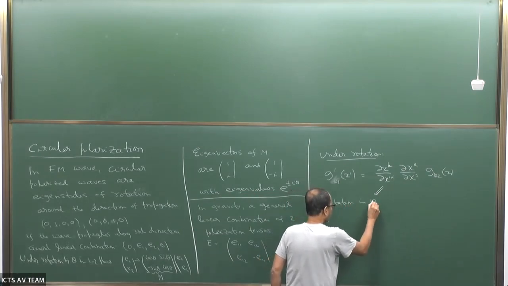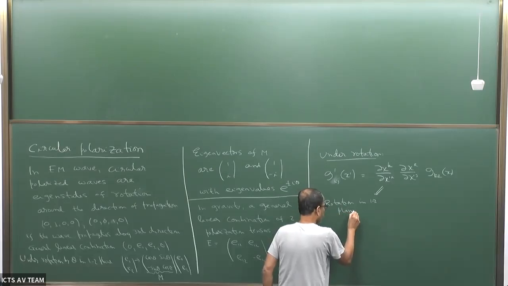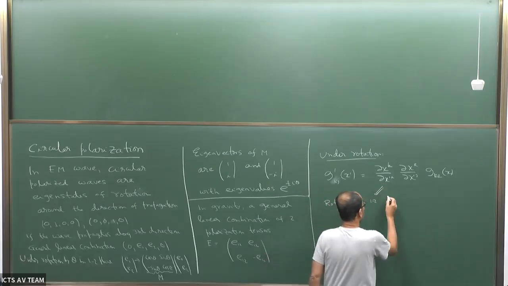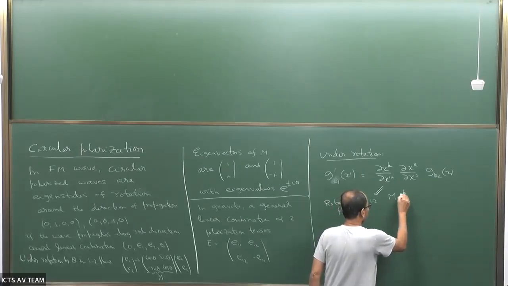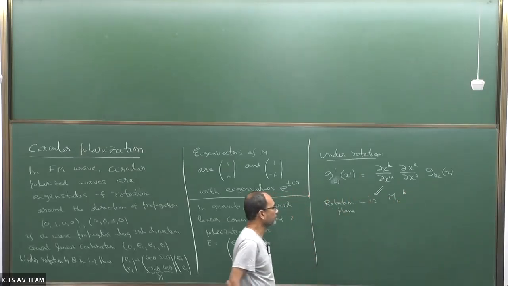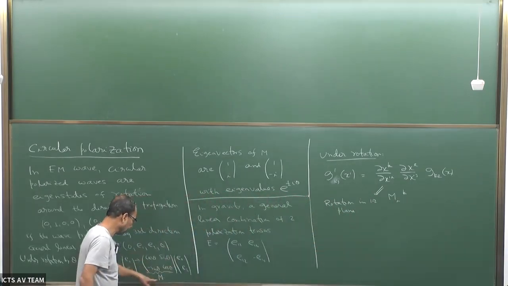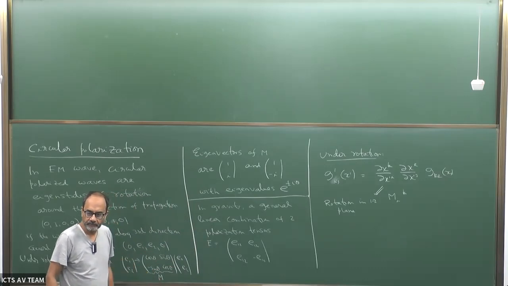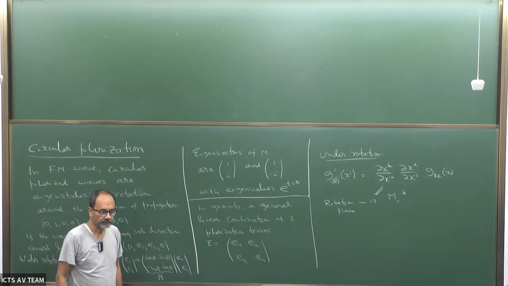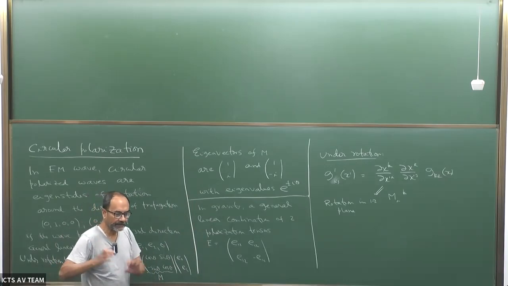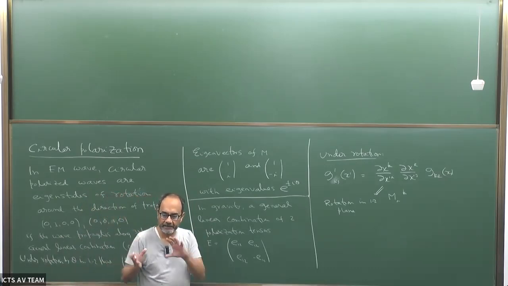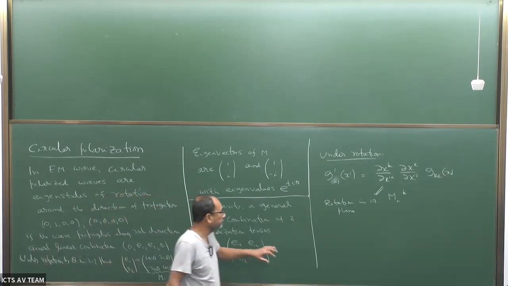for rotation in the 1-2 plane, we basically take this matrix to be MIK, where M is this matrix. Is this clear? Because you are trying to apply a transformation that represents rotation around the third axis. So that's this matrix.